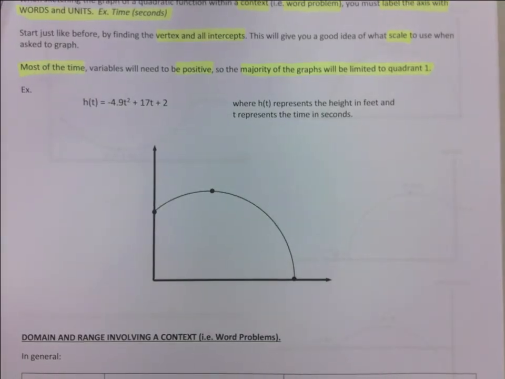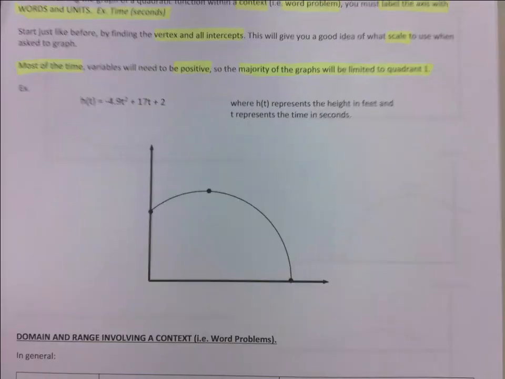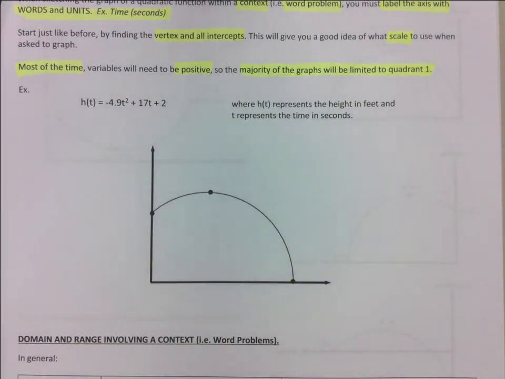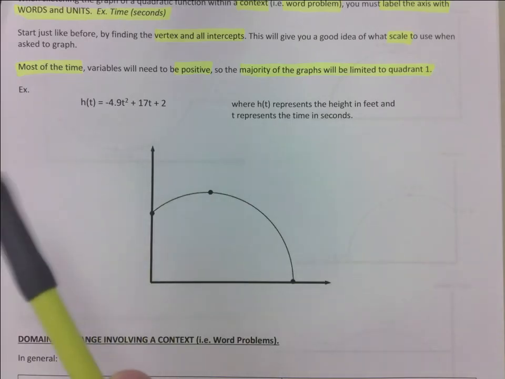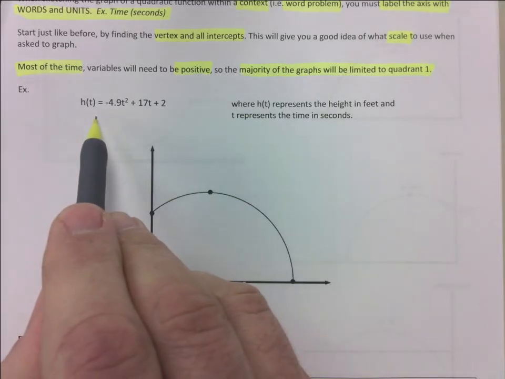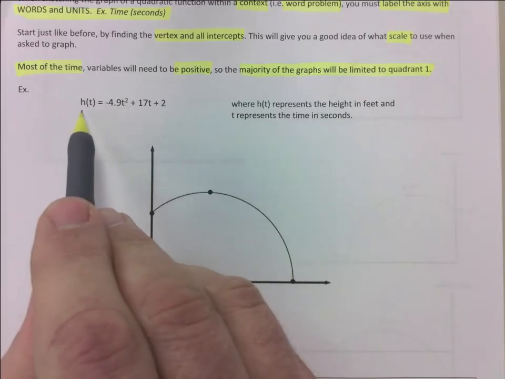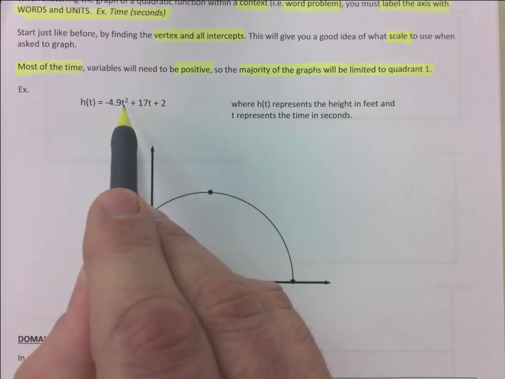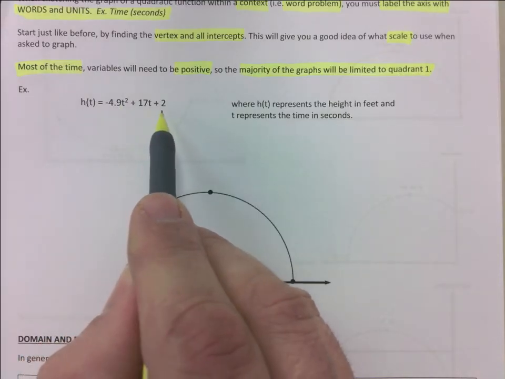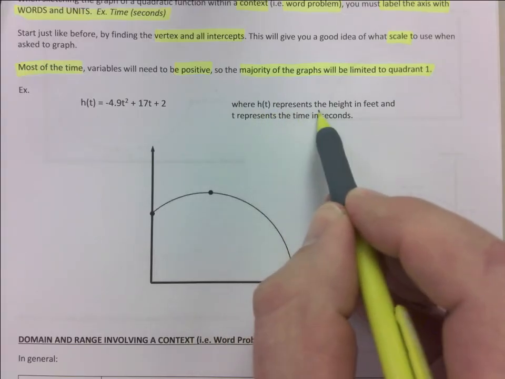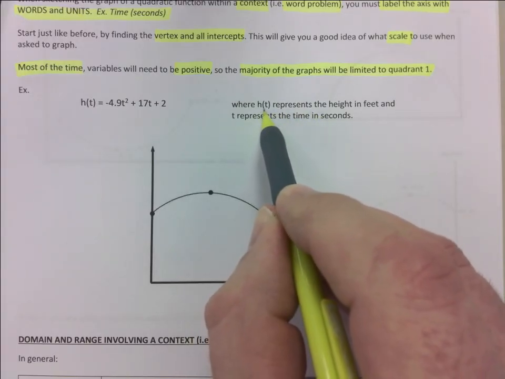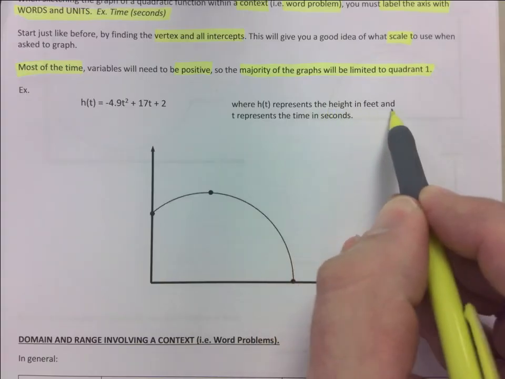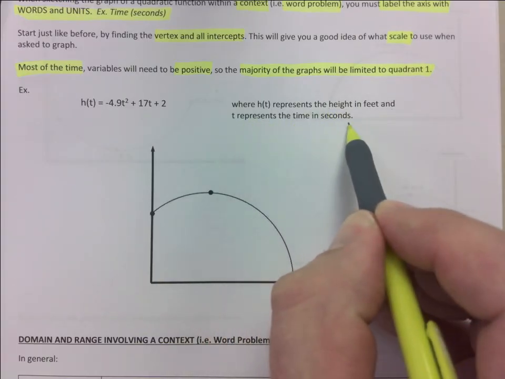Let me see if I can focus this here. There you go. So if you're in physics, some of this is going to be like, oh yeah, I've seen quadratics in physics, right? So projectile motion. For example here, h of t is equal to negative 4.9 t squared plus 17t plus 2. And here's where it starts changing, where h of t represents the height in feet, and t is the time in seconds.